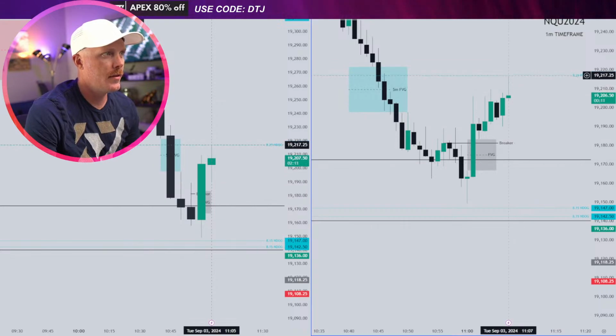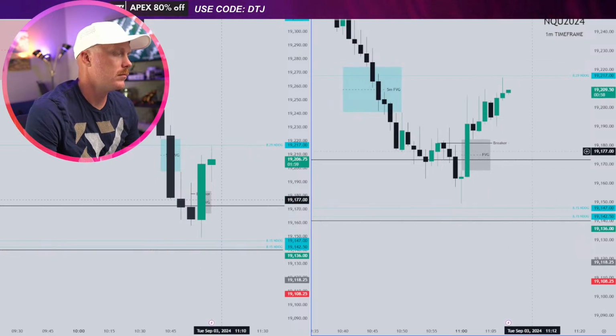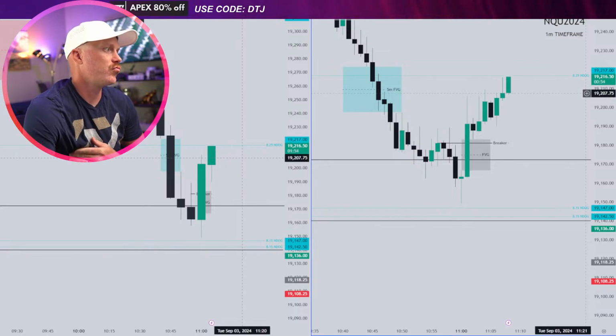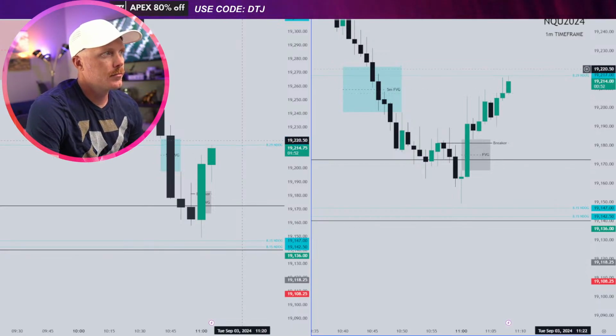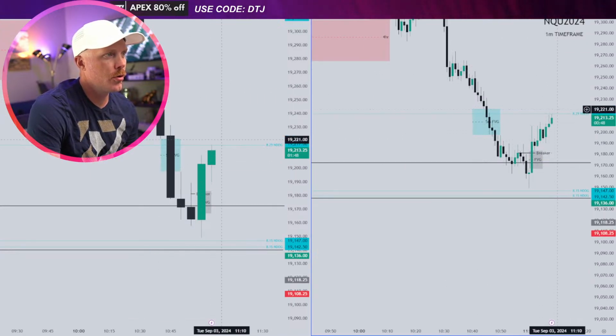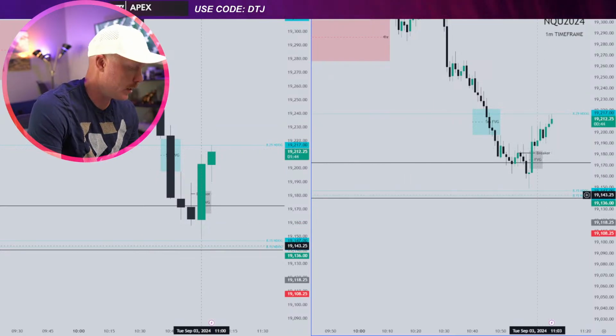What I would love is an aggressive move lower that stops, gives me a 1-minute change in state of delivery to move higher. I'd be interested in something like that. But if we're going to do what we see right here, just this slow grind higher, I don't want to mess with that. I'm not going to do that.